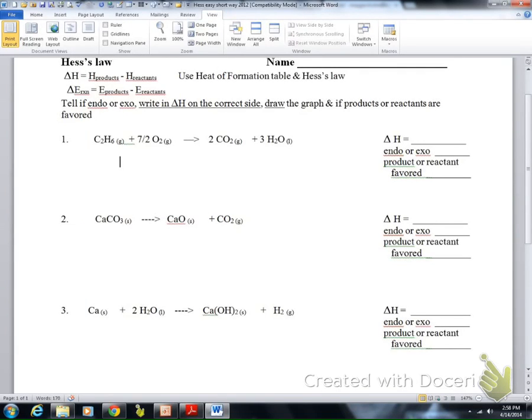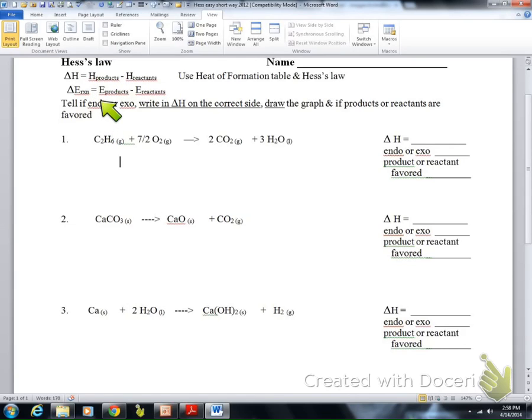Here's a walkthrough example problem of Hess's law the short way, and all of the things that you need to do in order to get full points for each of the problems. So once you're done solving it, you're going to use the heat of formation table in Hess's law to solve it, and we know that our Hess's law is going to be equal to the products minus the reactants.